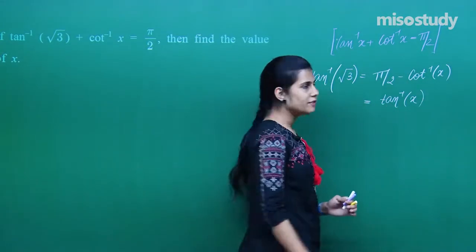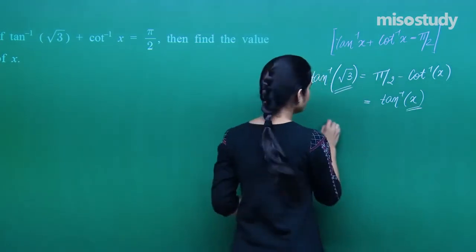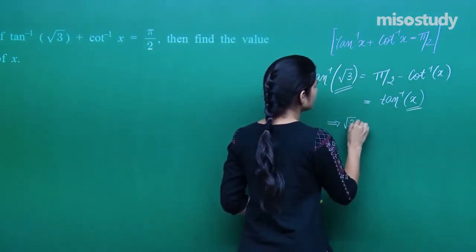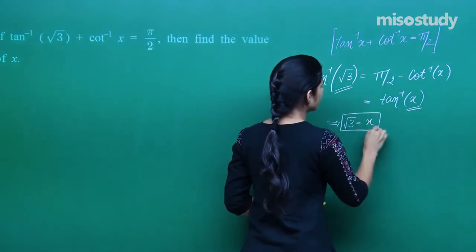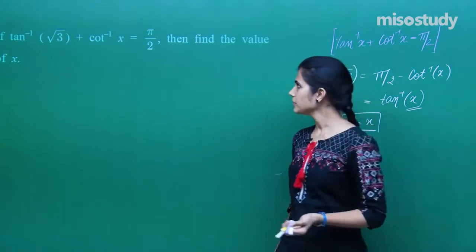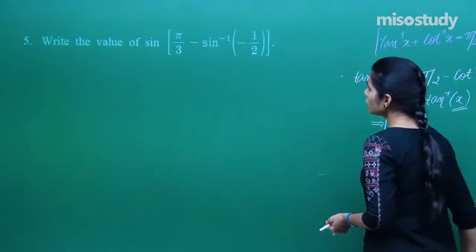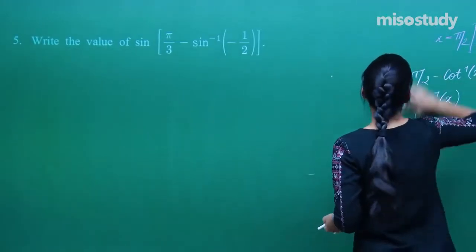Now obviously pi by 2 minus cot inverse x is tan inverse x. Tan inverse is a 1-1 function. Tan inverse of this is equal to tan inverse of this, which implies root 3 is equal to x, and thus the value of x is clearly root 3 because tan inverse is a 1-1 function. Moving on to the next question, we have to write down the value of sine of this particular expression.